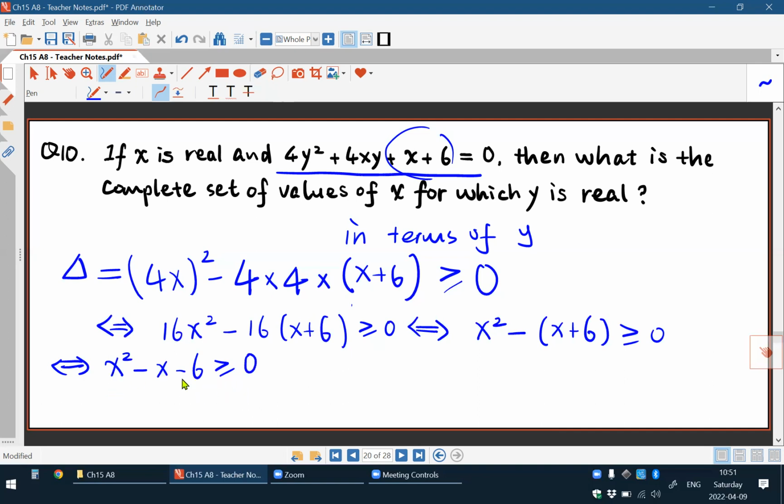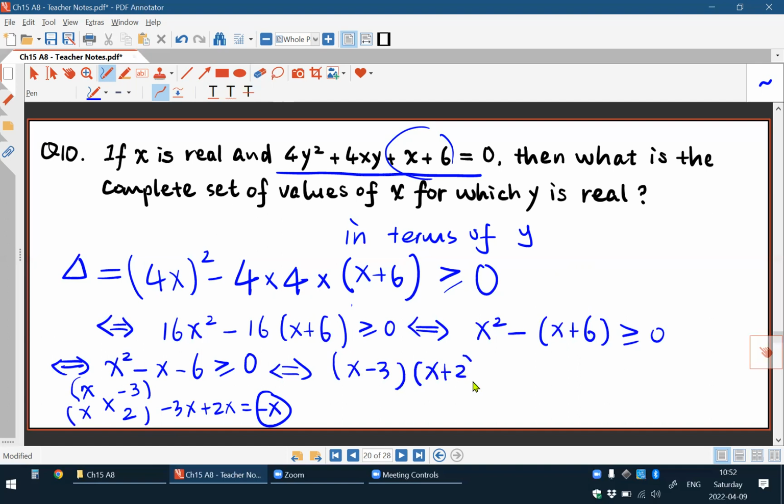So it's better to factor it to see its zeros. It's actually not very hard, right? So x squared can be factored to x by x. Negative 6 can be factored to negative 3 by 2. And by cross multiplication, you will get negative 3x plus 2x, which is negative x here, right? So this is your first factor. This is your second factor. So this is equivalent to x minus 3 times x plus 2 greater than or equal to 0, right?